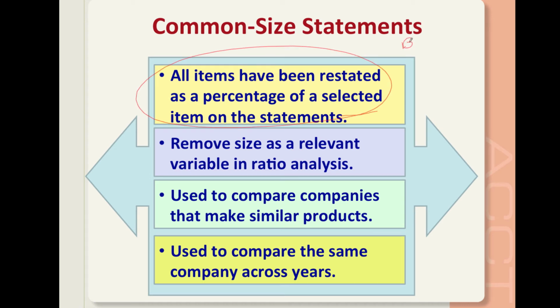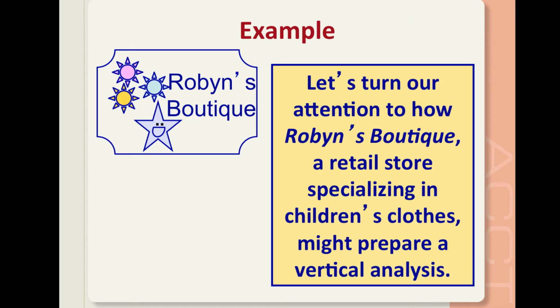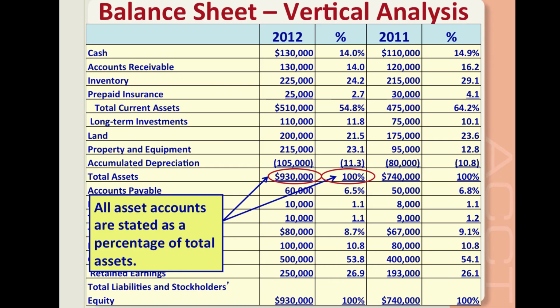So for the balance sheet, we restate by taking the account balance divided by total assets. On the income statement, we take the account balance and we divide it by sales, also called net sales. Now let's take a look at how Robin's Boutique might have handled vertical analysis.